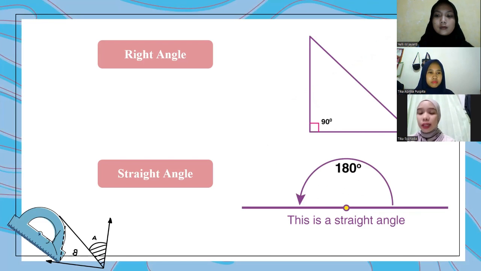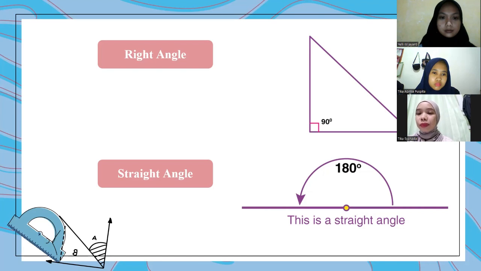Okay, right angle. If the arms form an angle of 90 degrees between them, it's called a right angle. And the next one, straight angle. We call that figure a straight angle if the arms form an angle of 180 degrees between them.